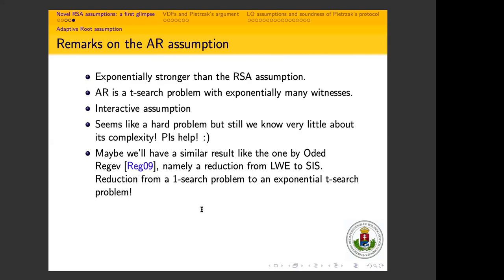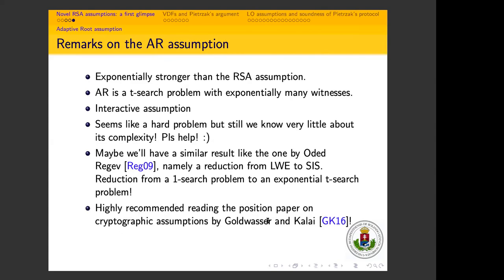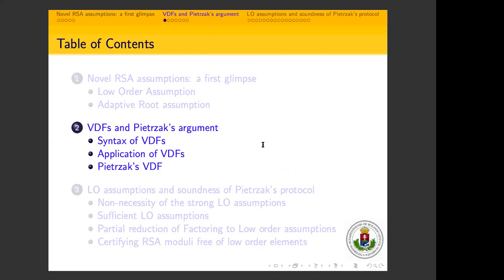So maybe, we don't know, but one could produce a proof which says that factoring is also reducible to the stronger RSA or the adaptive root assumption, and then we would have a result really similar to the one by Oded Regev. Right? So we don't know, but it's possible that this is the case also for RSA groups. And again, this is an advertisement. If you want to read a nice position paper, then I think this is a super nice paper by Goldwasser and Kalai.